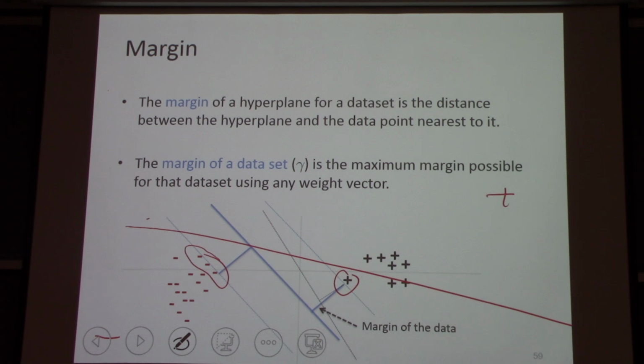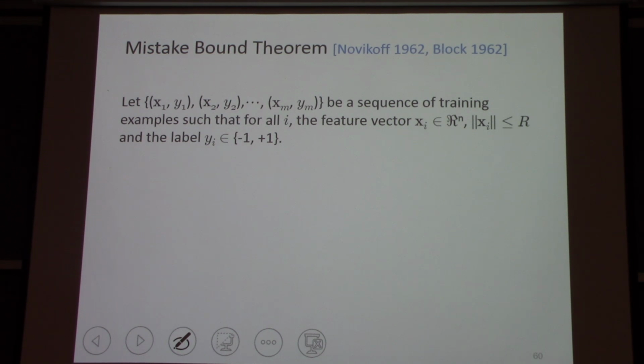So with this kind of gut feeling understanding of margin, I can now state the perceptron mistake bound. The mistake bound was simultaneously discovered by Novikov and Block in 1962. So some people call it the Novikov Theorem, some people call it the Block-Novikov Theorem. And it goes this way.